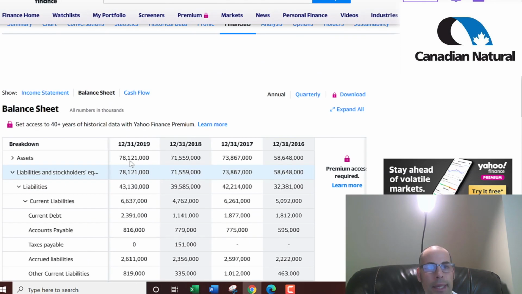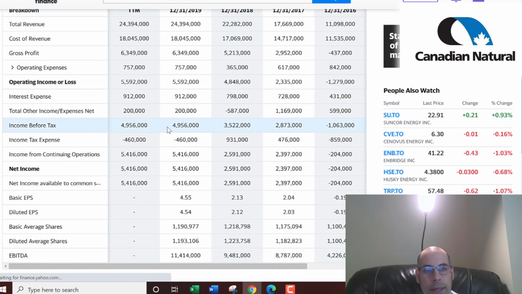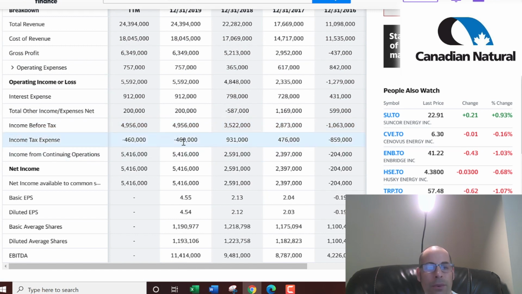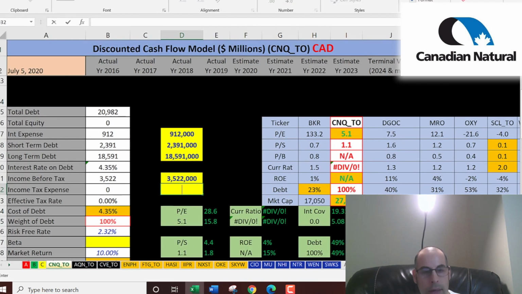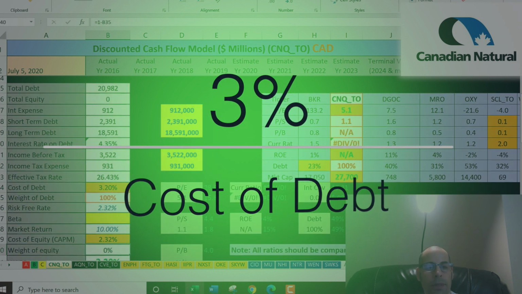Interest payments are tax deductible, so let's figure out how much taxes they pay. We'll go back to the income statement. We can't look at 2019 because they had income of $5 billion, yet they had a refund of $460 million in taxes. Let's go back to 2018 where they had $3.5 billion of income and paid $931 million in taxes. That seems more appropriate. So the cost of debt is 3.2%.